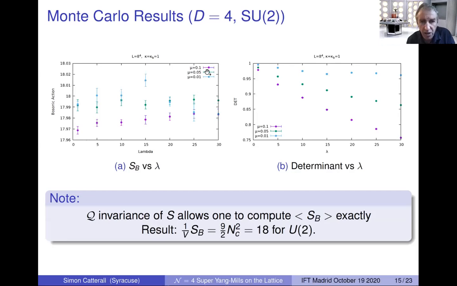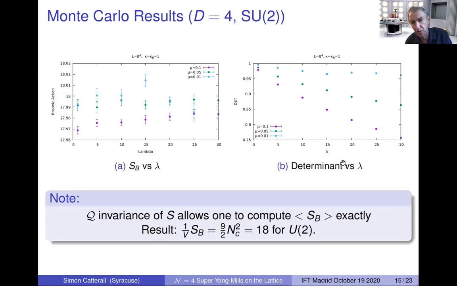I mean, at 0.1, remember mu is a Q-breaking term, so I expect that to be true only as mu goes to 0. And as you see, as I decrease mu, my results lie very close to 18, within about 0.01 of 18. That's less than 1 part in 1,000. So this is good evidence that we have supersymmetry all the way out to strong lambda. Notice there's no sign of a phase transition. This looks quite consistent with a flat curve.